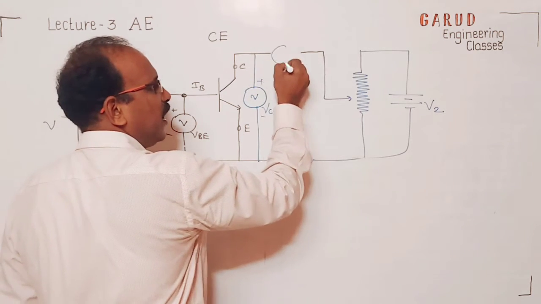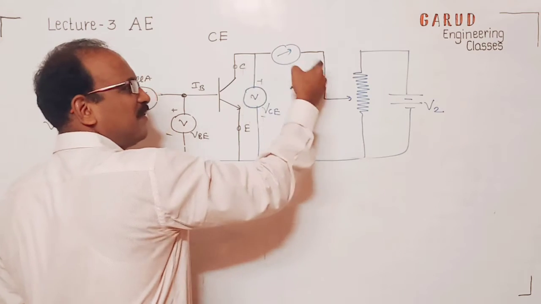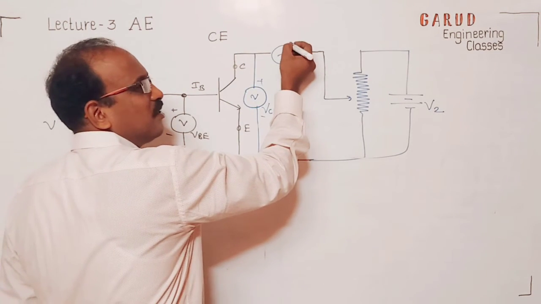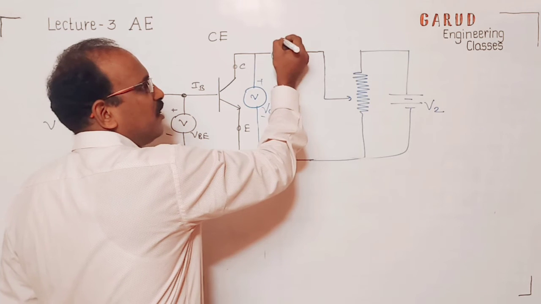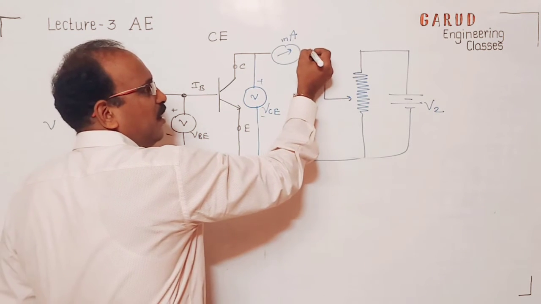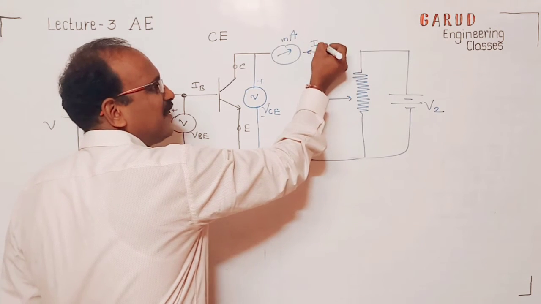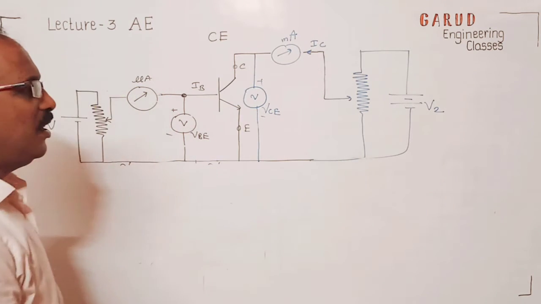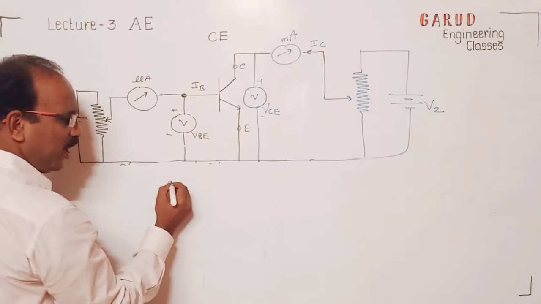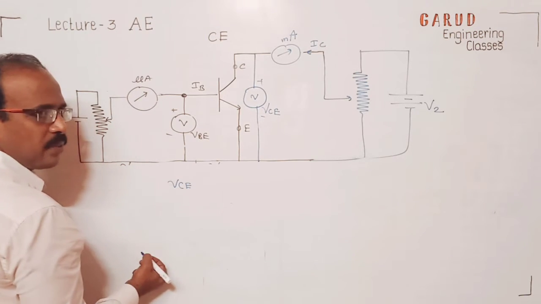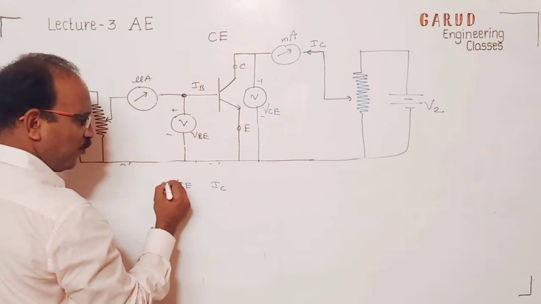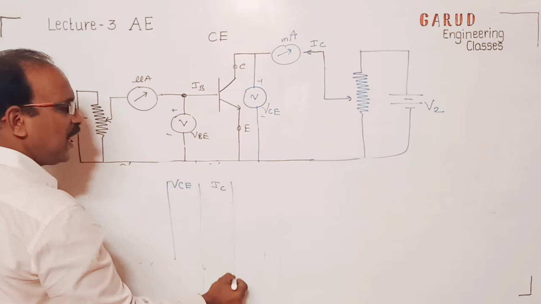The current meter I can connect anywhere in the series. This current is very high compared to the input, that's why this is in milli. This is a milliammeter. Whatever current is flowing here is IC, the collector current. So what do we record? We record the variable voltage VCE and the response, that is IC, for a stable input part.